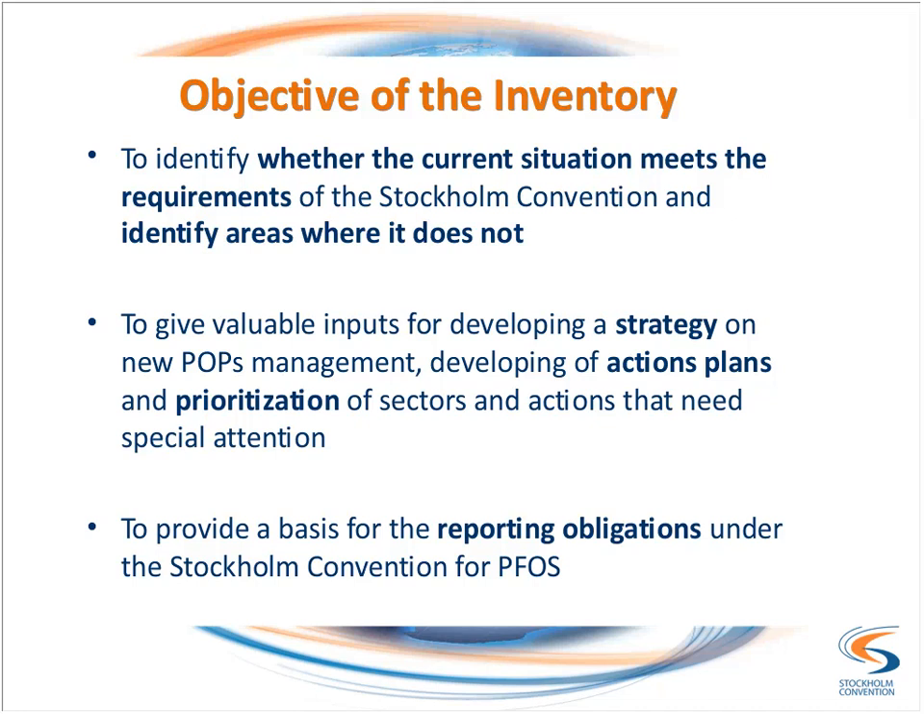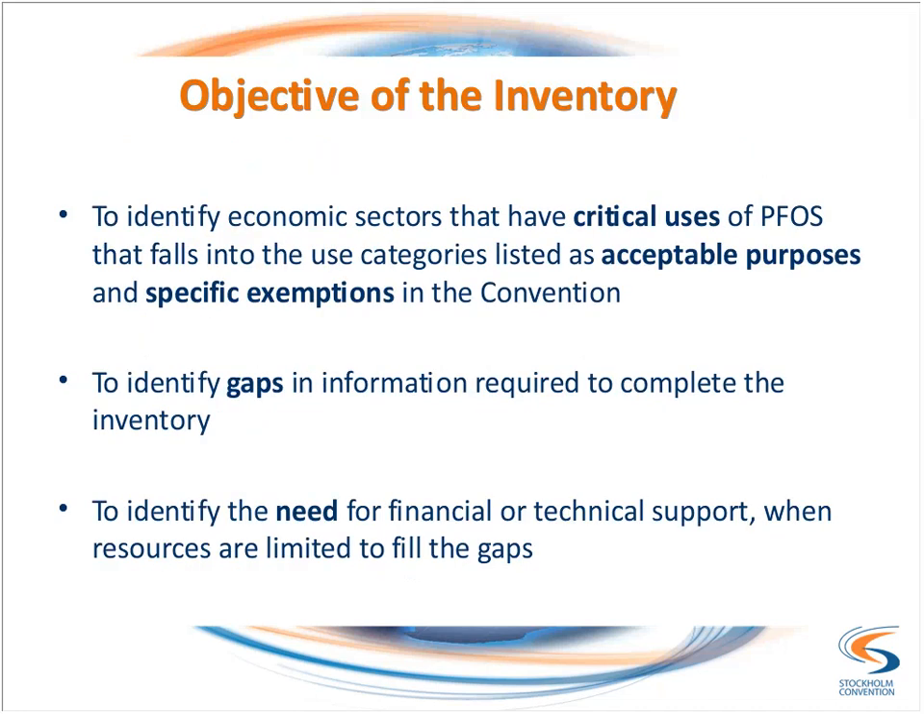If you need to develop a strategy that you need to because of the national implementation plans, you have to also prioritize. So inventories can give you an idea of which are the sectors of importance in your country, which are the gaps that you have or that you might have. And as we said before, the inventory is a very good basis for providing information towards the reporting obligation under the Stockholm Convention. But also, in the case of PFOS, there are critical uses of PFOS that are listed as acceptable purposes and specific exemptions. Today, we will not go in depth into them, but we will present a slide afterwards indicating a little where you can find them or where you have to look, depending on your country.